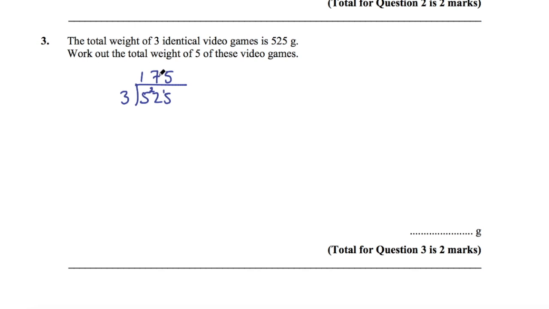So one game weighs 175 grams, and then we can multiply that by 5 to get the weight of 5 games. So 5 times 5, that's 25. Carry the 2. 7 times 5 is 35, plus 2, that's 37. Carry the 3. 1 times 5 is 5, plus 3, that's 8. So 5 games will weigh 875 grams.